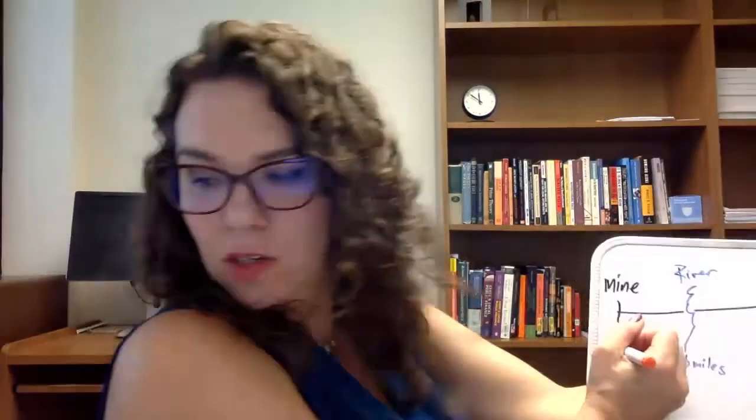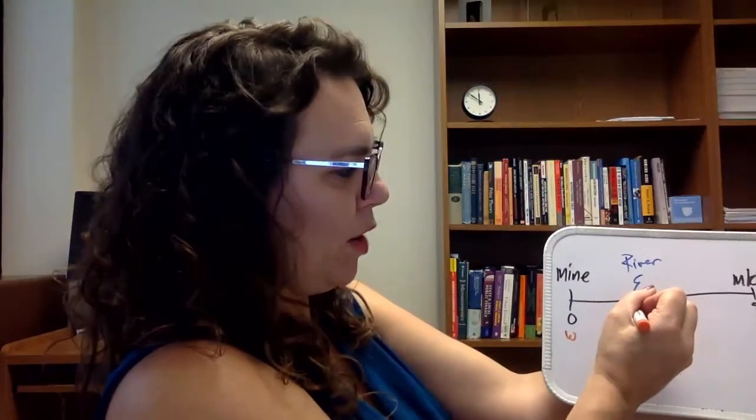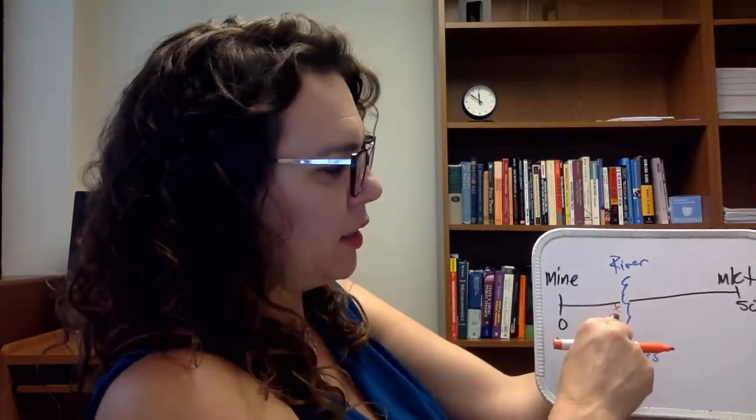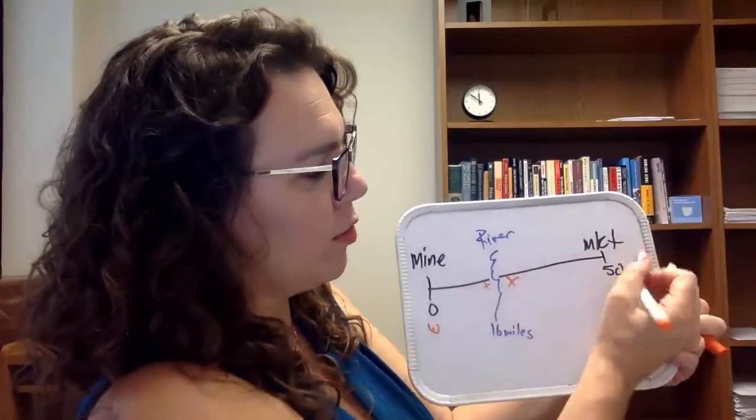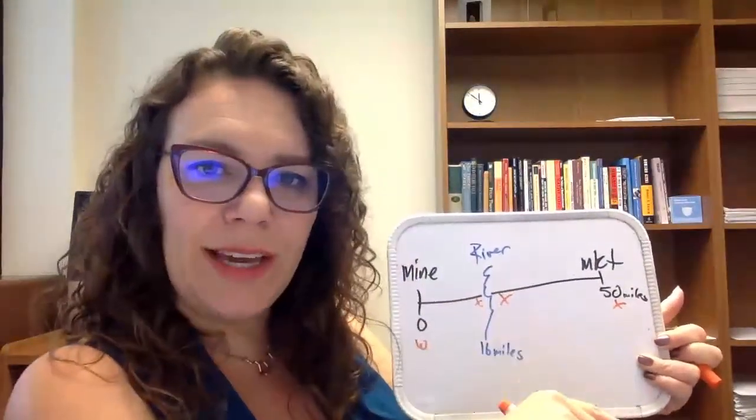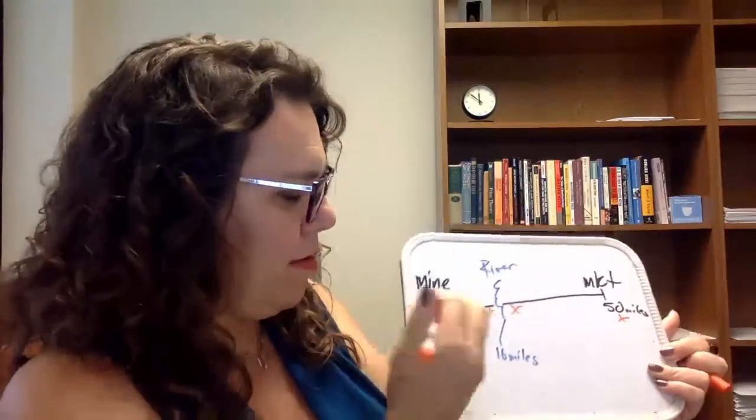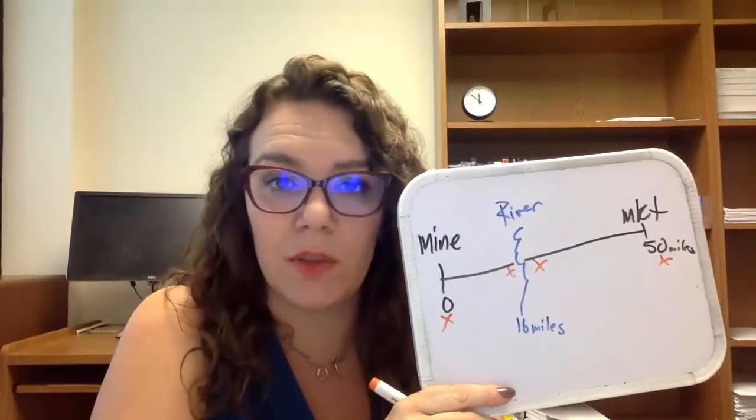And so we want to try and think about where would we locate our company. We could locate here at the mine. So maybe this is one location. We could locate right here on the mine side of the river. We could locate right here on the market side of the river, or we could locate at the market. Each of those locations is going to have a different transportation cost associated with it.